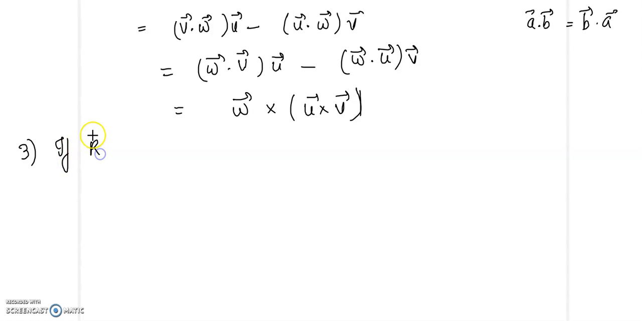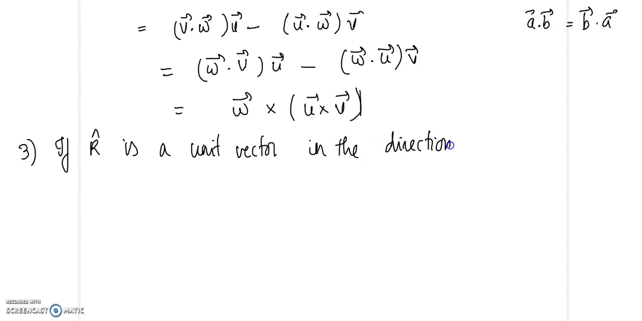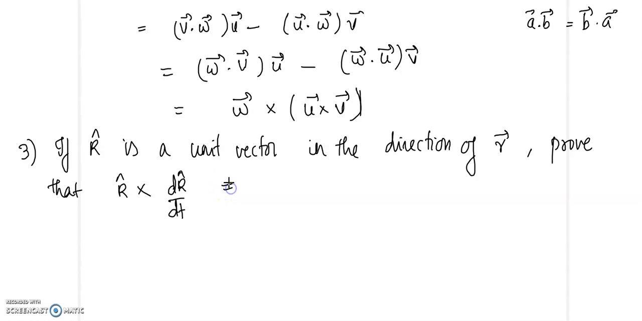So if R is a unit vector in the direction of vector small r, prove that r cross dr by dt is equal to r by r square cross dr by dt. The solution of the problem.